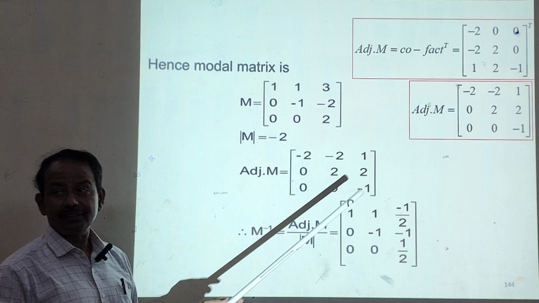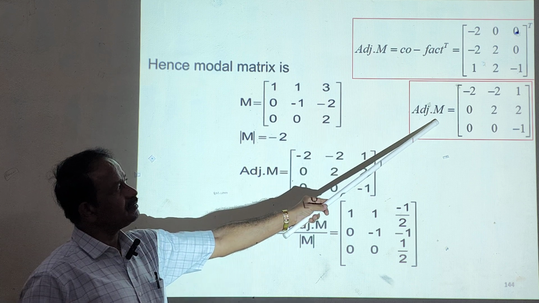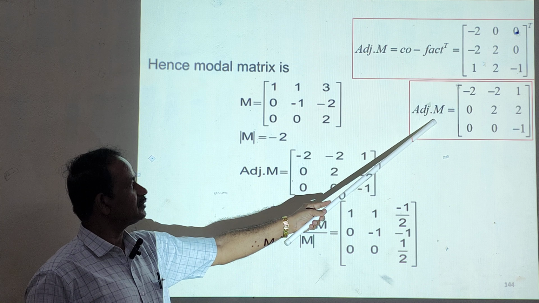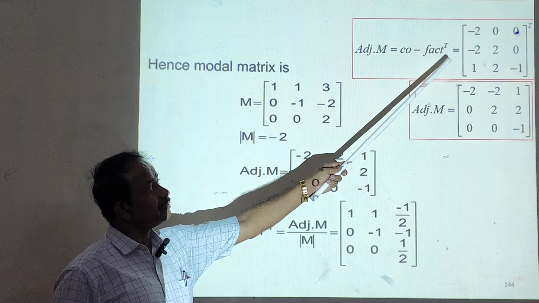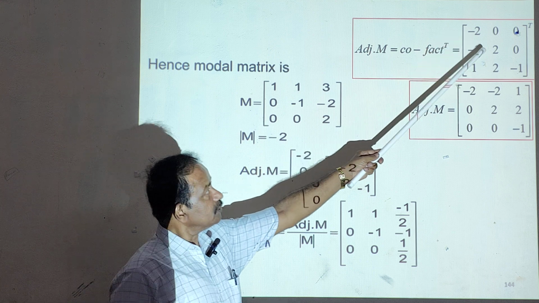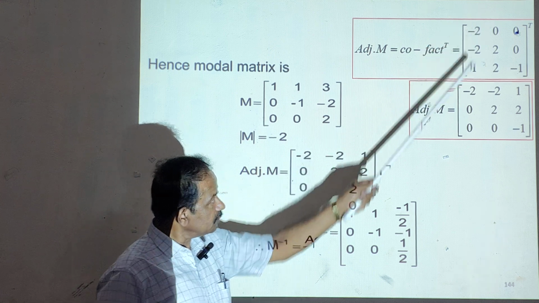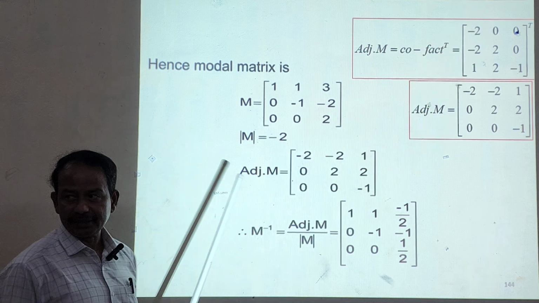Then after that you have to take the transpose, so you will have the adjoint. The adjoint is given as this. Is it okay? We take the cofactor, then transpose, and that will give you the adjoint. So your adjoint is here.